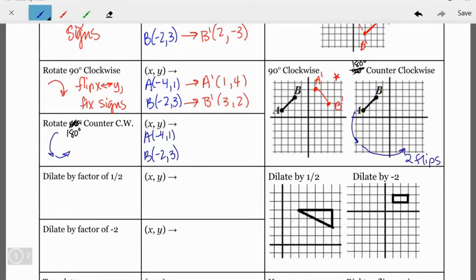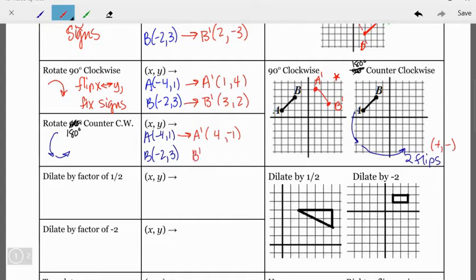So that means my X's and Y's are actually going to end up in exactly the same order, but the signs are going to change. So here we go. If I end up in the 4th quadrant, that means my X is going to be positive and my Y is going to be negative. So that's all I have to change. So A prime, I still have the 4, I still have the 1, because you flip and then flip back. The Y has to be negative.